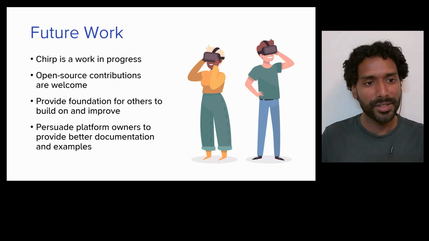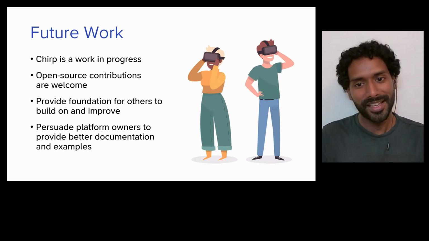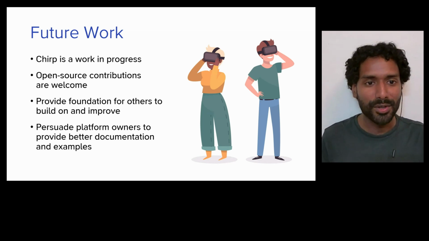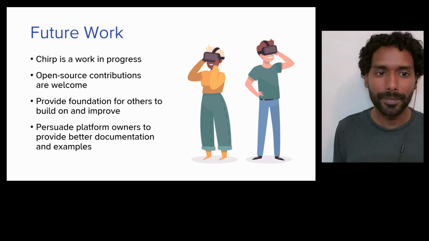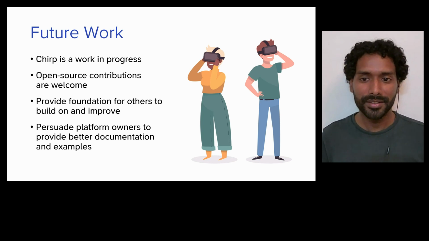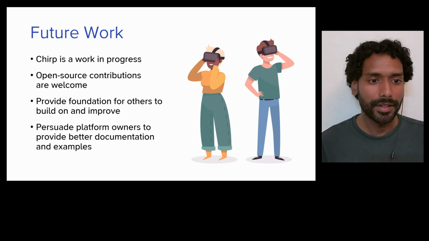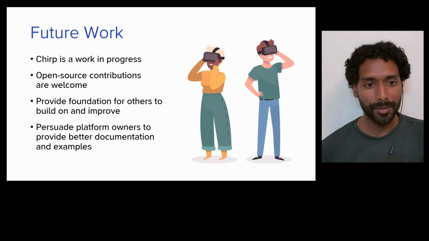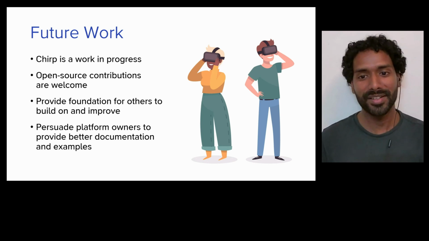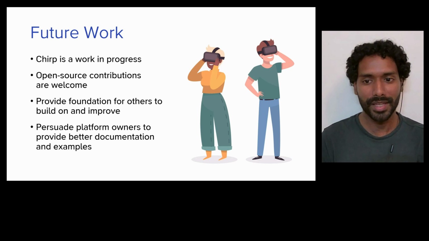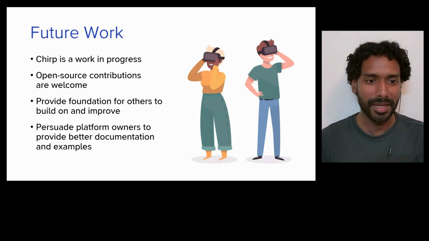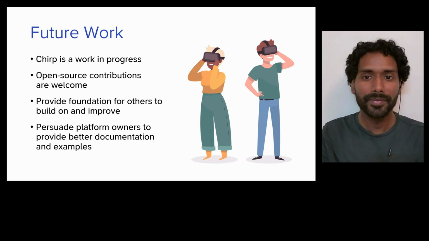Now, when it comes to the future work of Chirp, Chirp is still a work in progress. One of the main goals of Chirp is to make code and examples related to VR captions more widely available. So it's an open source project where the community can actually contribute to making Chirp better. And it's also meant to persuade platform owners like Meta to provide better documentation and examples. So if there's more interest in VR accessibility features like captions, then this can persuade owners like Meta to up their game and make more resources available.